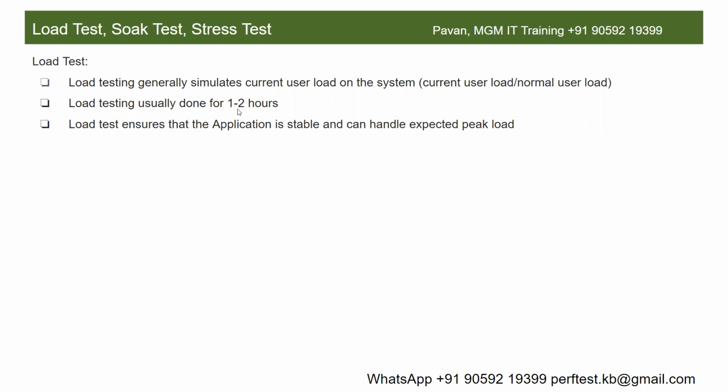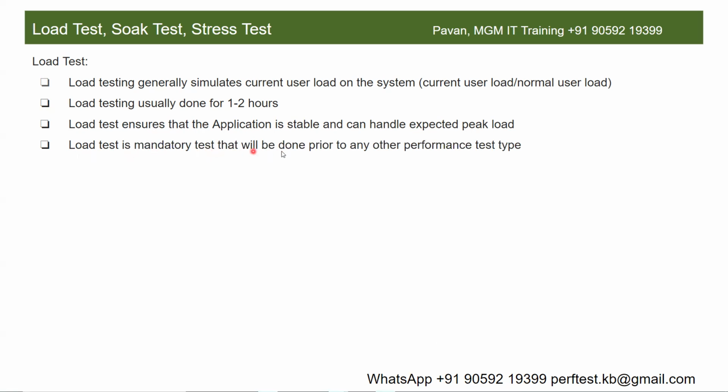And what is the objective of doing load testing? It ensures that the application is stable and can handle the expected peak load. The objective of load testing is to make sure that the application can handle expected peak load. And it is a mandatory test that will be done prior to any other performance test type, right? So some projects will do only load test.